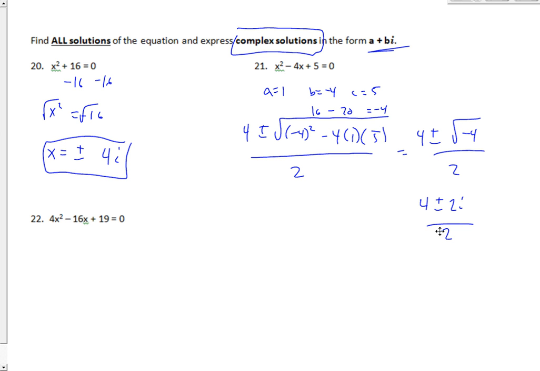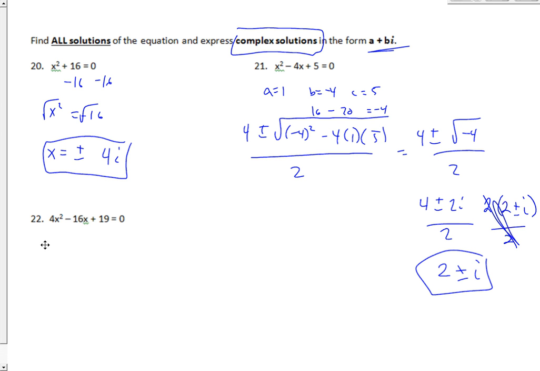Now I've got all even numbers. I've got 4, 2i, and 2. So I'm going to factor out a 2 from the top to cancel out with the 2 on the bottom. If I factor out a 2, I'm going to be left with 2 plus or minus i over 2, and the 2's will cancel. My final answer is 2 plus or minus i.